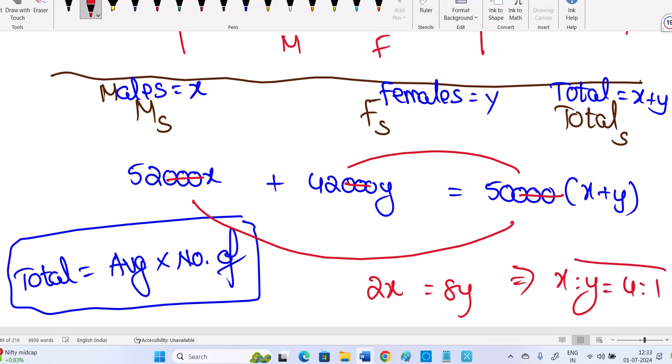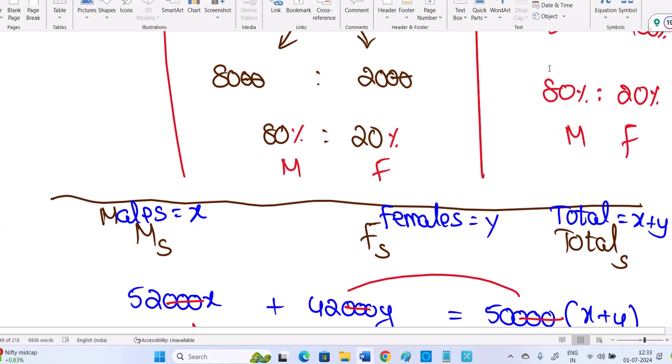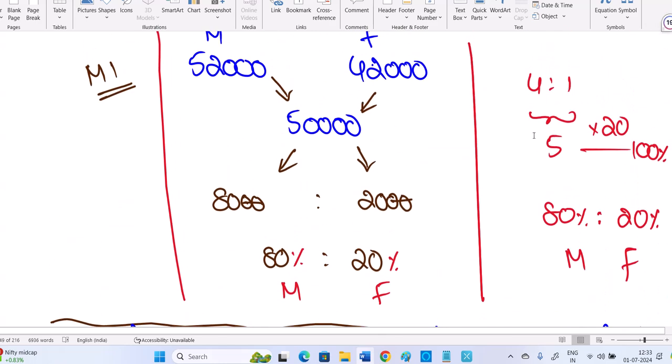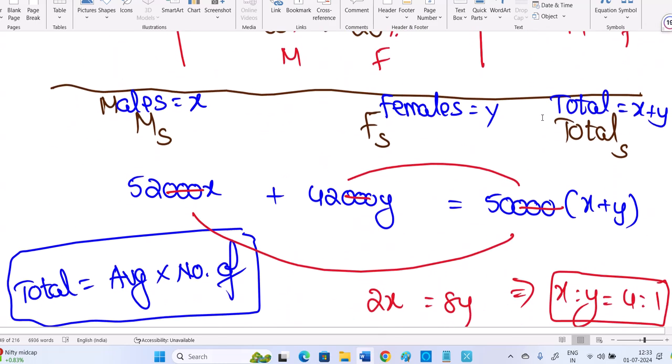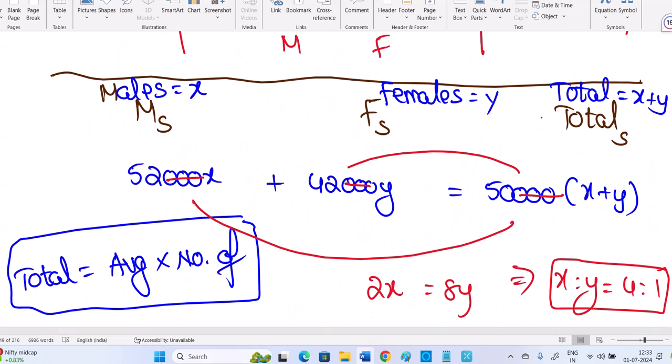Means male and female. Female percentage 20%, from this we can calculate. We are already given 4 is to 1. How to convert that into percentage? But see, this is using the averages concept only. Still we are in model 1 and model 2. Not yet entered into remove and replacement.